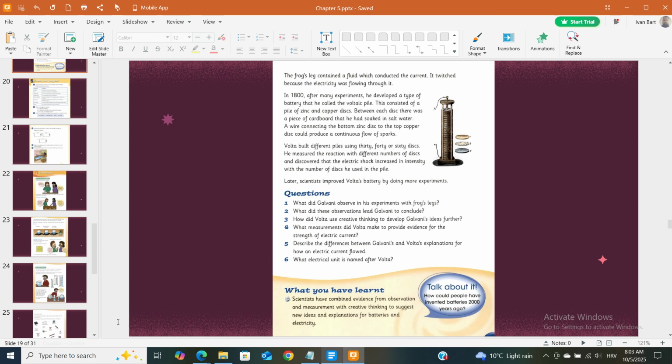What you have learnt. Scientists have combined evidence from observation and measurement with creative thinking to suggest new ideas and explanations for batteries and electricity. Talk about it. How could people have invented batteries 2,000 years ago?